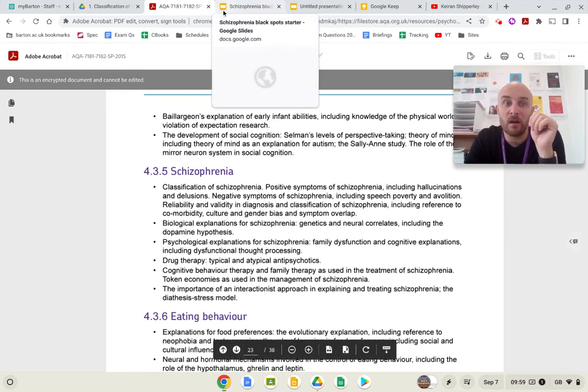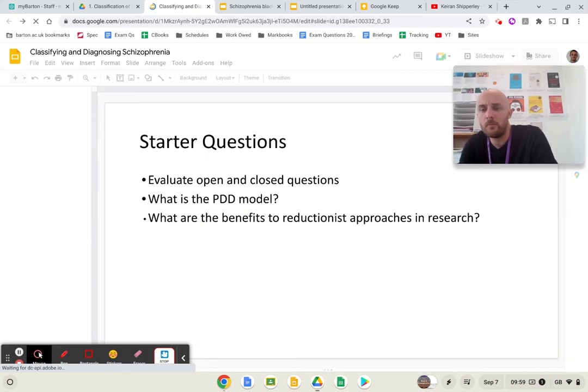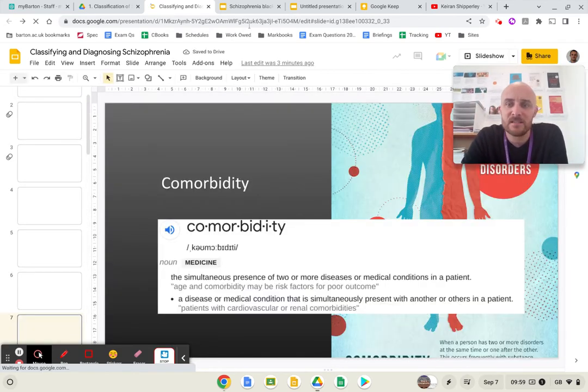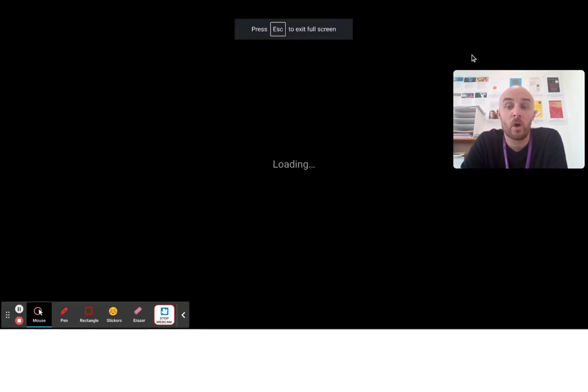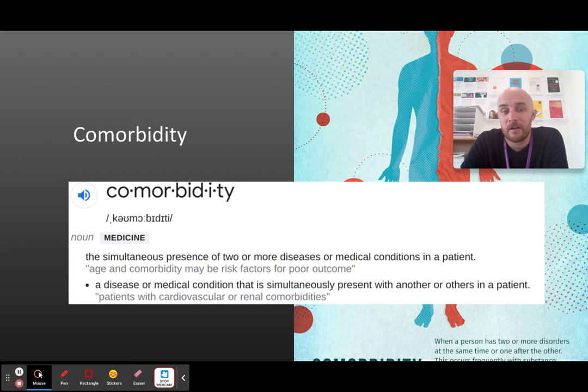So we are going to start doing this by focusing on what comorbidity is. Comorbidity is essentially the suffering of 2 disorders alongside one another. So, for example, do you think people just suffer schizophrenia?